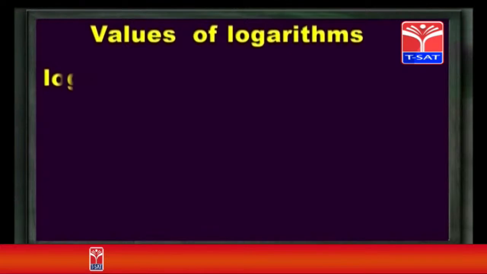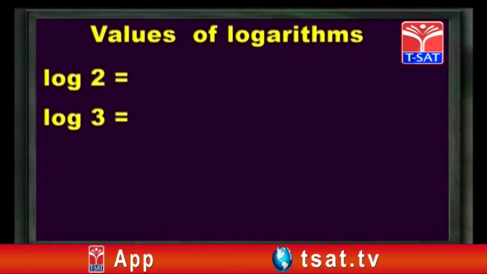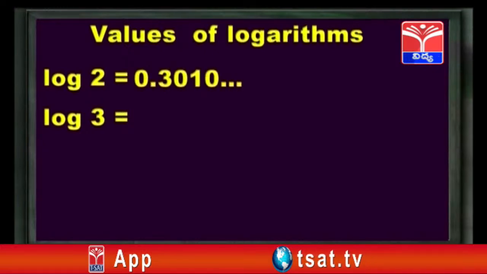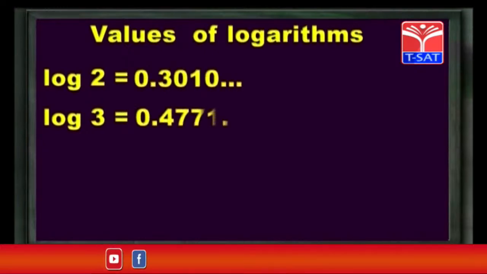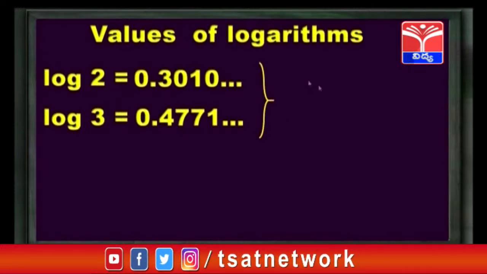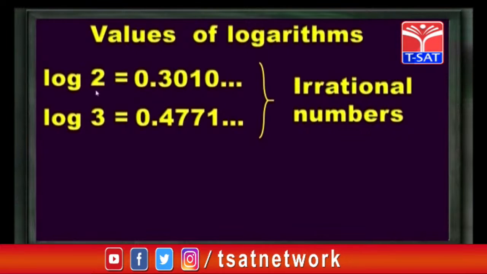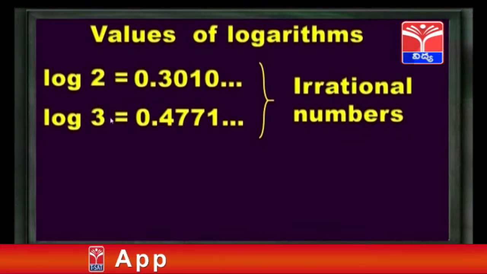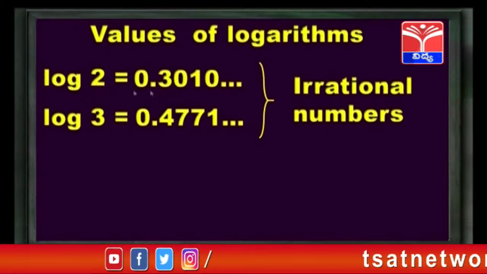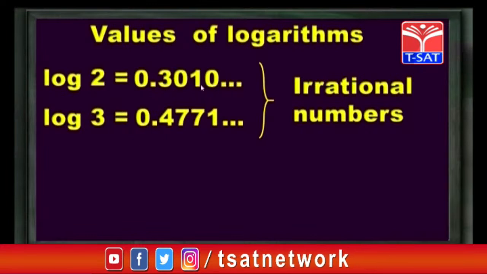Now let us see some values of the logarithm. So log 2, log 3. So log 2 value is 0.3010 and log 3 value is 0.4771. So these two are irrational numbers. So log 2, log 3, not only log 2, log 3, log 4 value, log 5 value, all are irrational numbers only. Here base is not given. If base is not given means the base we should consider as 10. So log 2 value is equal to 0.3010.